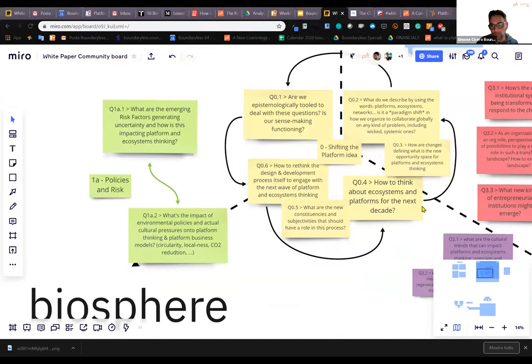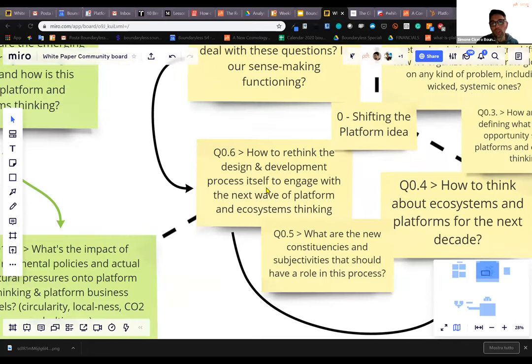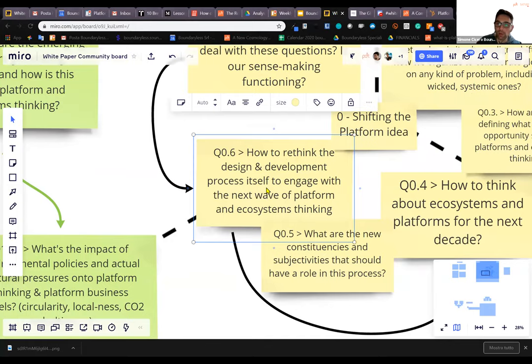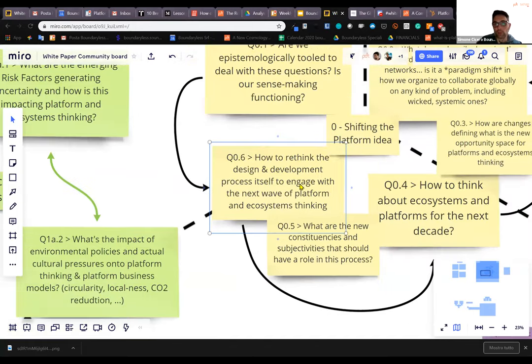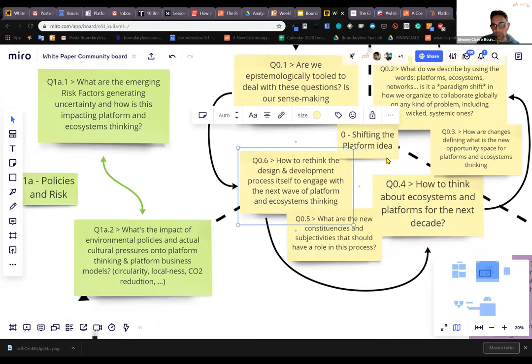So as I was saying, the question here is not just about how we perceive platform thinking and how we describe it, but also how we engage with the very same design and development process. For example, how do we create co-design processes that engage new types of constituencies? And what does it mean to develop a platform idea from the perspective of community and not from the perspective of an entrepreneurial team? And what does it mean to enterprise in this new context? So these are all questions that make up the shifting the platform idea topic.